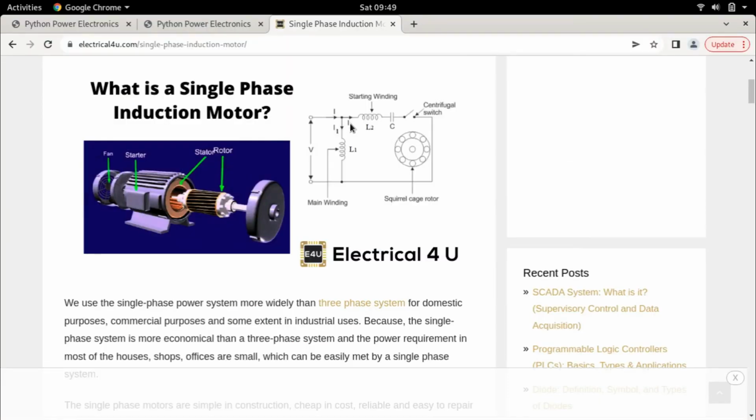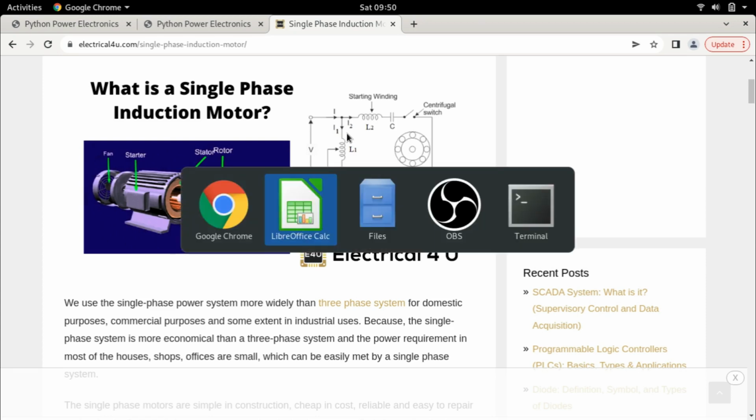Now, let's suppose we forget about all these things, right? We forget about the auxiliary winding. Why is the auxiliary winding needed? Because a single phase induction motor is not self-starting. And I will talk about this later. For now, forget about it. Let's also forget that this squirrel cage rotor exists, right? So let's just look at this induction motor as a simple inductance, right?